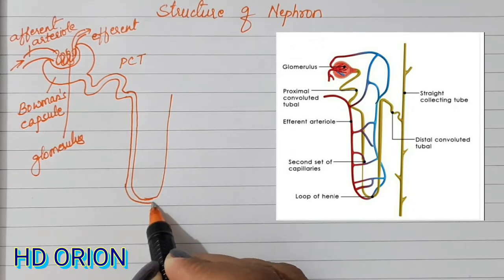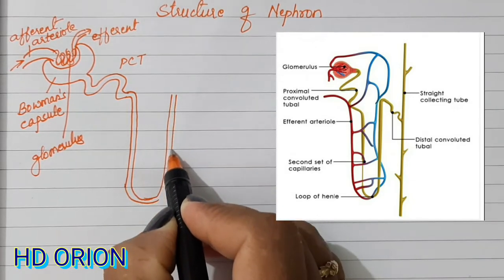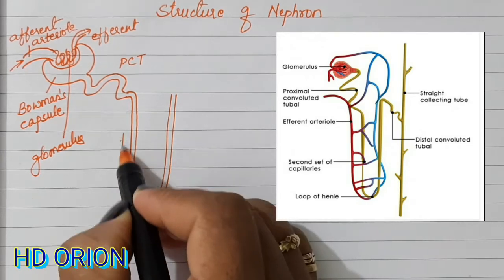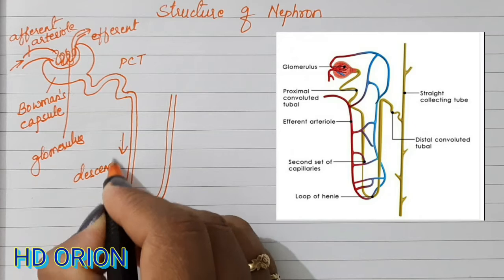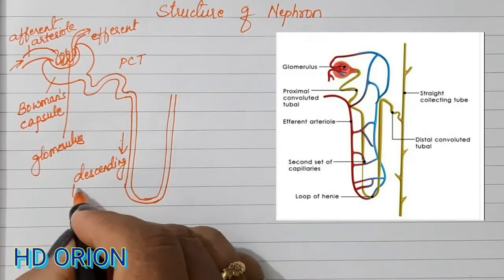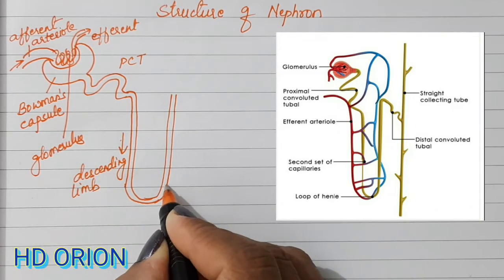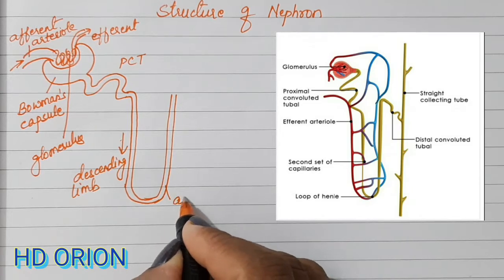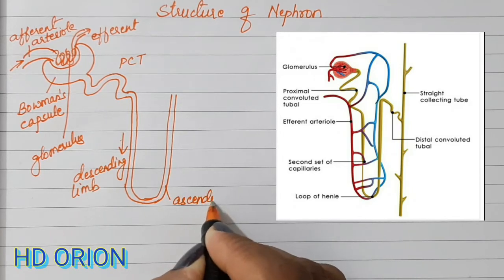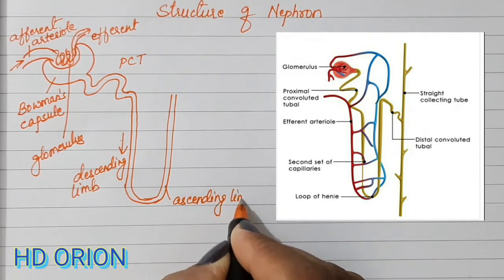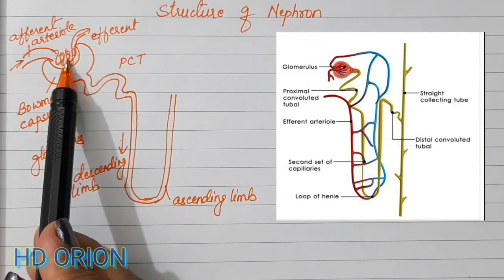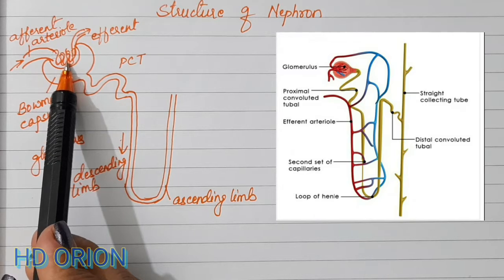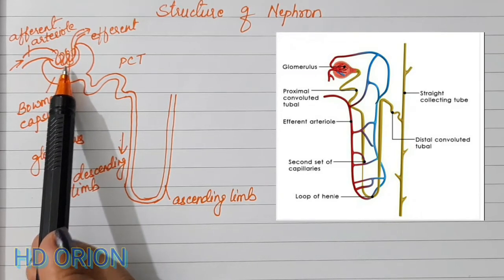This loop has two limbs. This limb is known as the descending limb, and this limb is known as the ascending limb. Now, from here, when the blood enters into the glomerulus, there is a filtration process that occurs, which we will be studying in detail when we study the mechanism of urine formation.